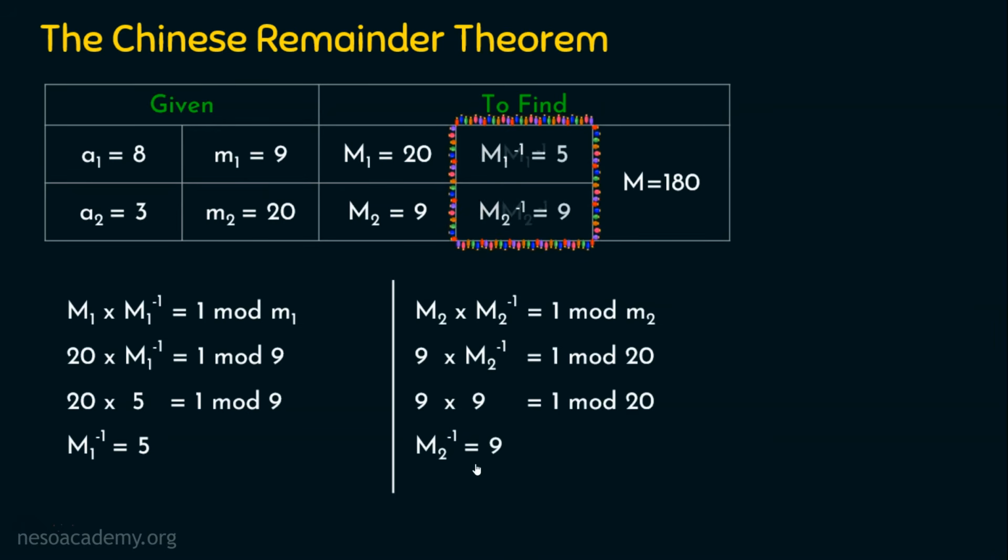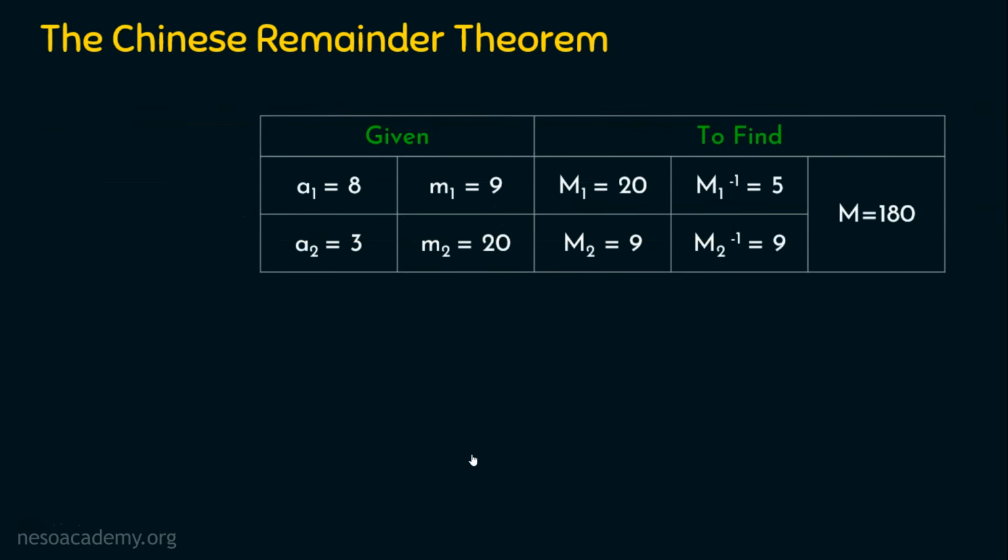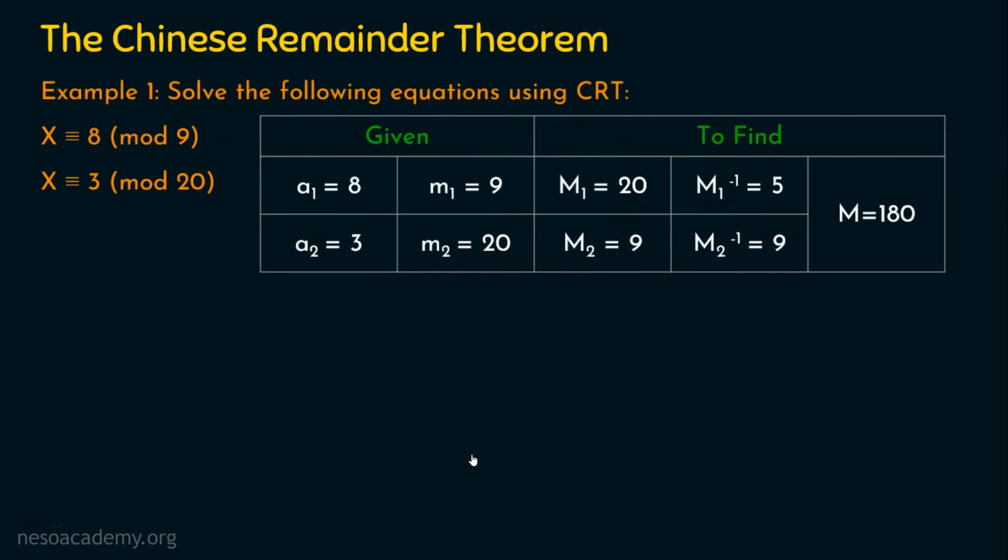Let's place the values in the table. So we have found out all the values that are required to solve this problem. So let's take this value and place it here. Let's take the question. You can take either the original question or the rewritten question. Anyway, the final answer remains the same. Here I will take the rewritten question. So we are required to find x is congruent to 8 mod 9 and x is congruent to 3 mod 20. And we know the value for x can be obtained using this formula.